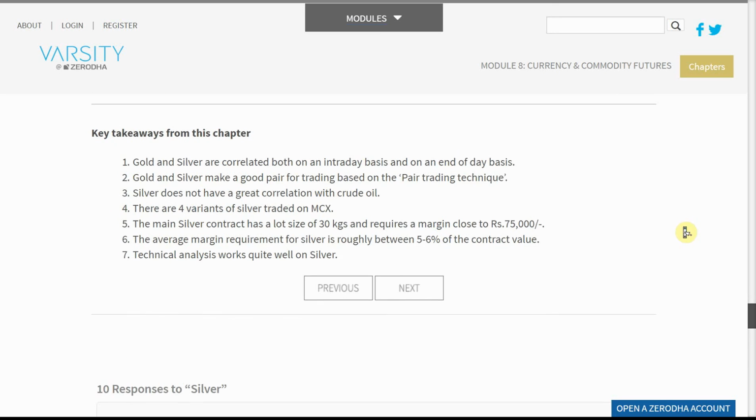Key takeaways from this chapter. Gold and silver are correlated both on an intraday basis and on an end-of-day basis. Gold and silver make a good pair for trading based on the pair trading technique. Silver does not have a great correlation with crude oil. There are 4 variants of silver traded on MCX. The main silver contract has a lot size of 30 kgs and requires a margin close to 75,000 rupees. The average margin requirement for silver is roughly between 5 to 6% of the contract value. Technical analysis works quite well on silver.